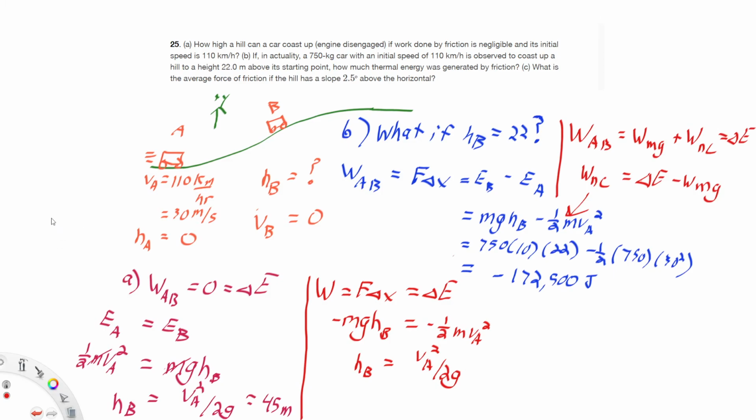Part C asks us to think about what if this hill was not in fact a gently sloping hill and was in fact just a ramp. If this hill was inclined at 2.5 degrees above the horizontal and raised 22 meters in the vertical direction, then how much distance along the ramp must you have gone?